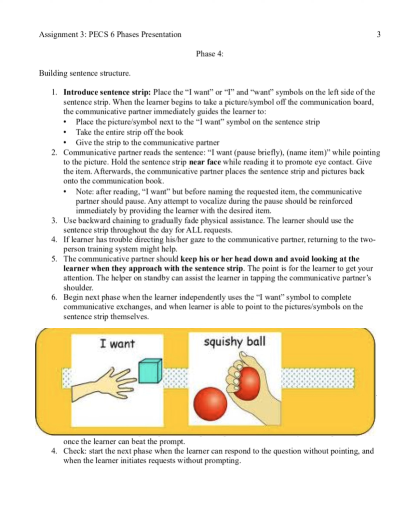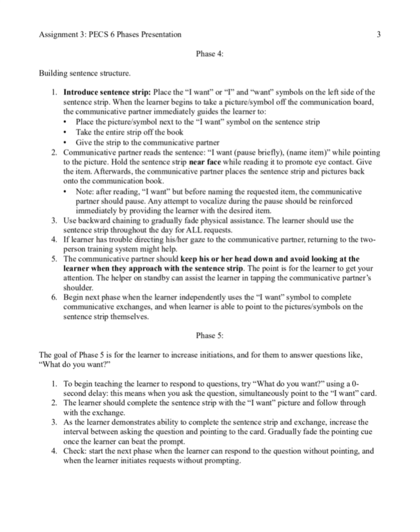Take the entire strip off of the book and give the strip to the communicative partner. The communicative partner reads the sentence, "I want," pause briefly, and name item, while pointing to the picture. Hold the sentence strip near your face while reading it to promote eye contact. Give them the item. Afterwards, the communicative partner places the sentence strip and the pictures back onto the communication book.